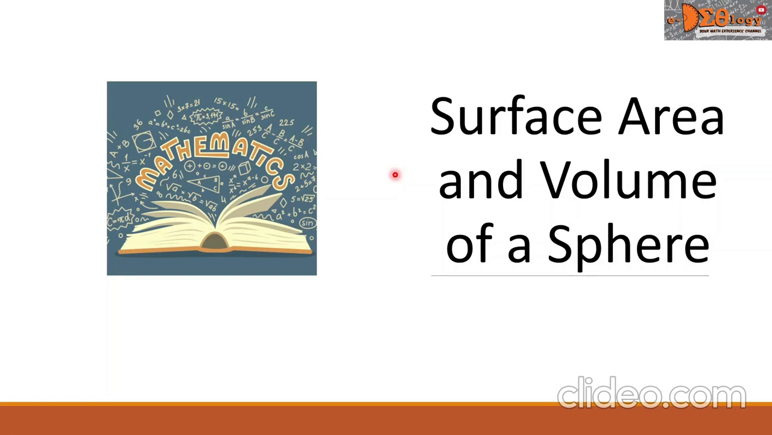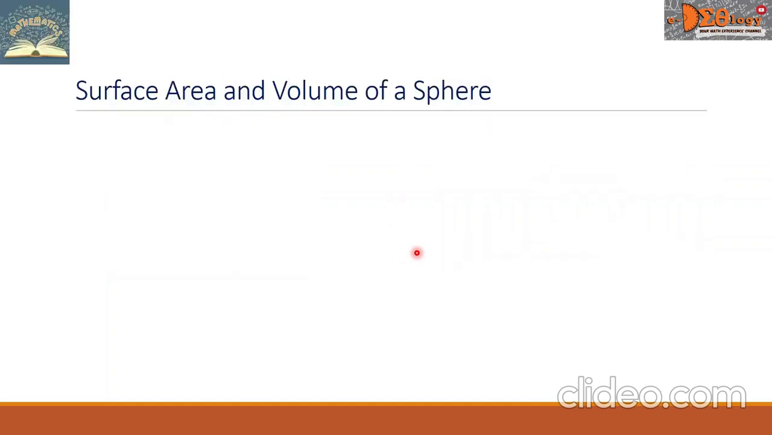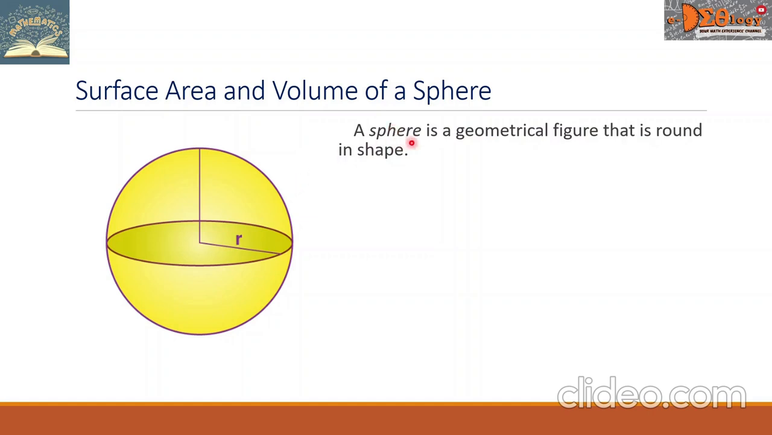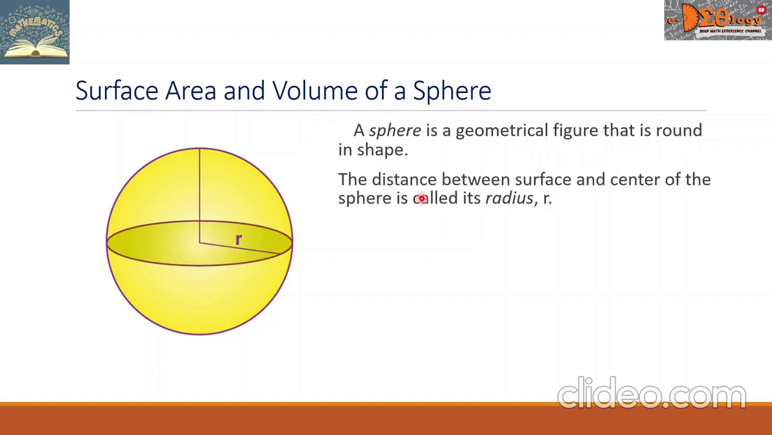Hi everyone, today we're going to study surface area and volume of a sphere. This is a picture of a sphere. A sphere is a geometrical figure that is round in shape. The distance between the surface and the center of the sphere is called its radius, r.